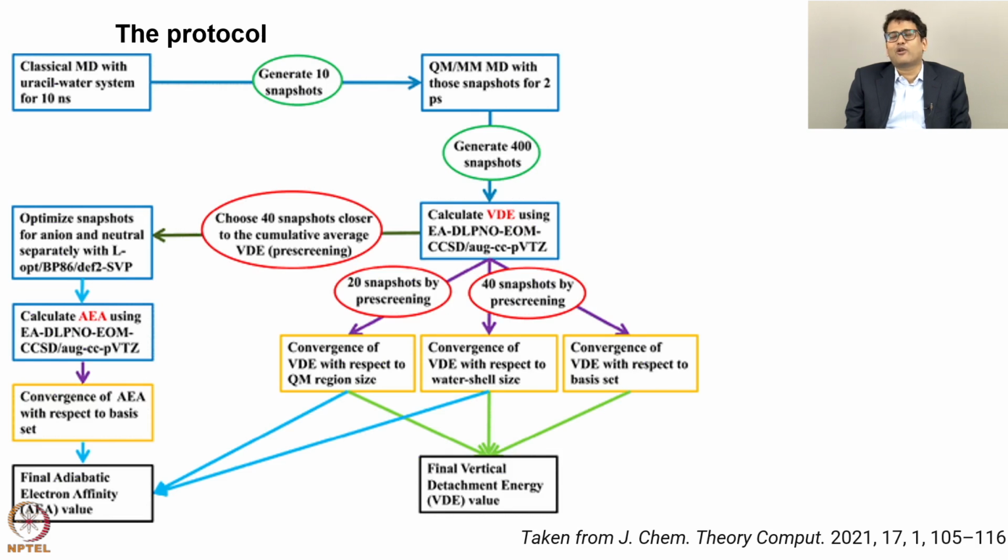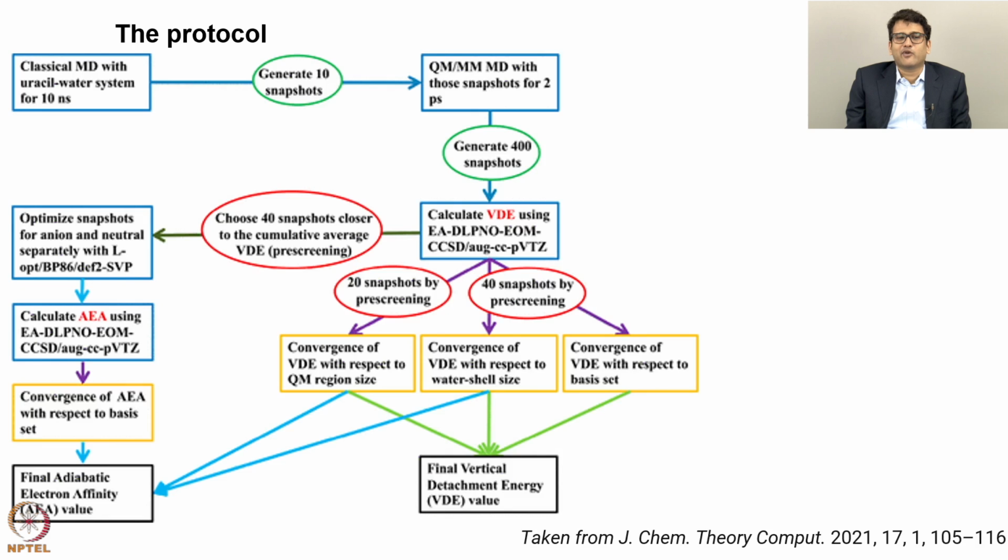So one protocol you cannot use everywhere, and that's a big disadvantage compared to the implicit solvation model, where you can just tell the solvation model a solvent name and do the calculation. So the protocol used for this kind of system for electron attachment to the nucleobases is that you first run classical MD of uracil in water for 10 nanoseconds and then generate 10 snapshots. You run QM/MM MD with each of these snapshots for 2 picoseconds, and from each of the snapshots you get 400 snapshots out of it.